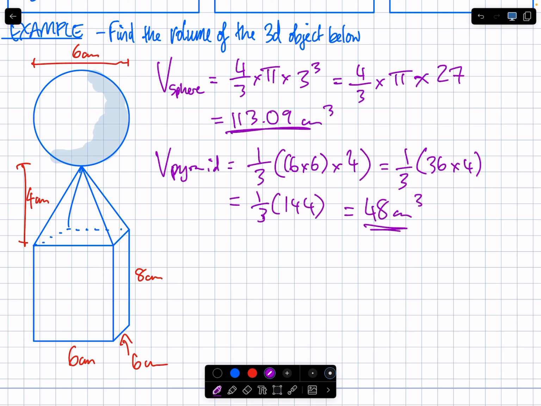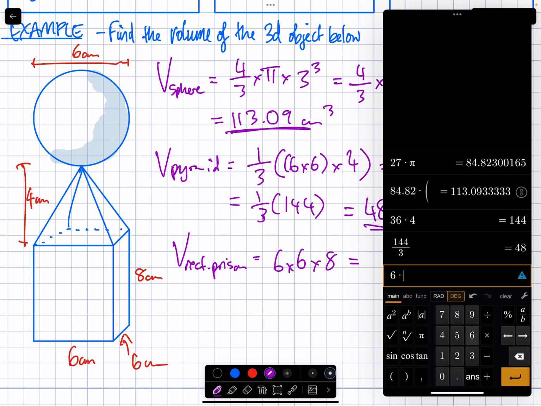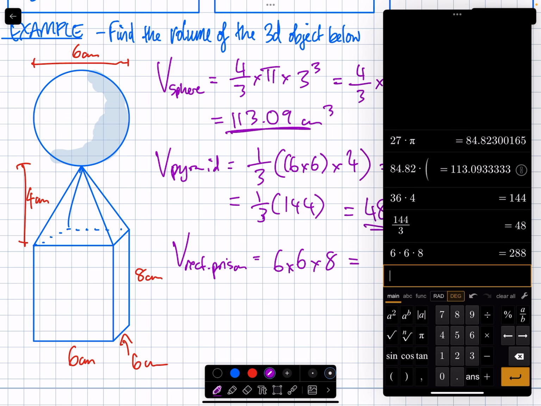What shape is at the bottom of this? Rectangular prism. Good. And how do I find the volume of that? Oh, we were doing the pyramid. Yeah, that's why it's labeled V pyramid. Length times width times height. 6 times 6 times 8 is 288.